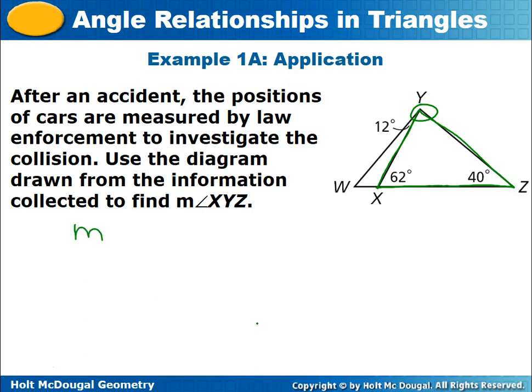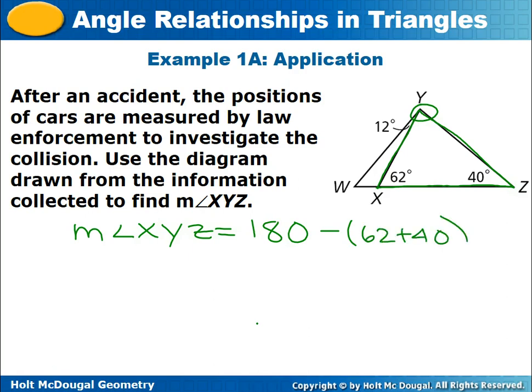So the measure of angle XYZ is 180 minus the other two angles. So we're going to do 62 plus 40. So that's going to be 180 minus 102. So the measure of angle XYZ is equal to 72 degrees. And again, if we were to add all three angles together, they would equal 180. So we can take those two angles and subtract them from 180 to get our answer.